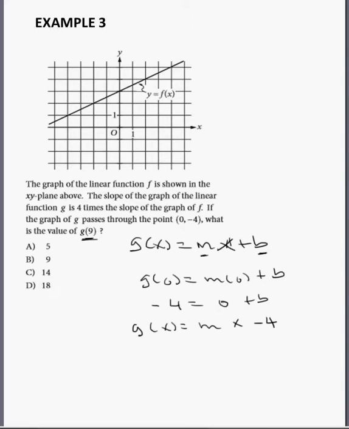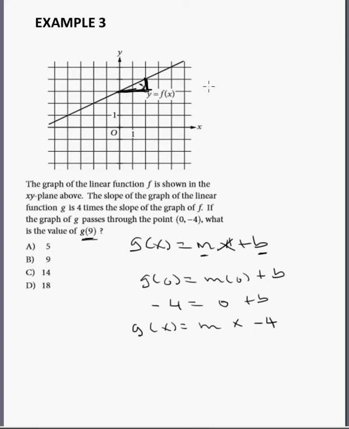Now, how do we find m? m has to be 4 times the slope of f. How do we find the slope of f? Well, let's look at this here. If you take this point and this point, then we can use them. Let's change the color to red. Actually, I think we can still use this color here. That's fine.